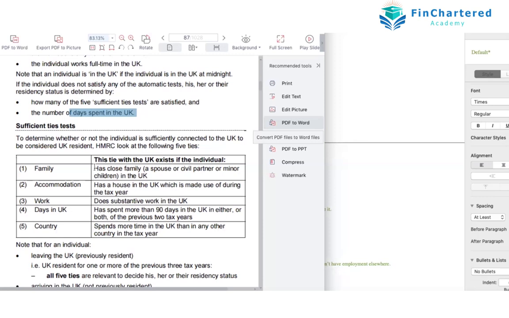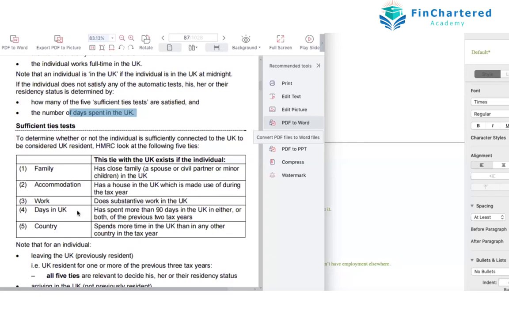right? Has a house in the UK which is made use of during the tax year. Again, you have a house there in the UK and you stayed there. In that case, also it means you have a close tie, close connection. Tie means what? Connection. But again, you are staying with the distant aunt, so you don't have a house.